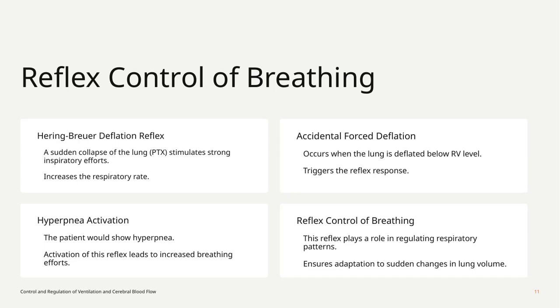Let's take a closer look at how the control and regulation of ventilation and cerebral blood flow work, starting with the reflex control of breathing. This reflex is crucial because it helps us maintain a stable and adaptive breathing pattern, especially when there are sudden changes in lung volume. For example, if your lungs suddenly stretch too much or too little, this reflex kicks in to adjust your breathing accordingly.